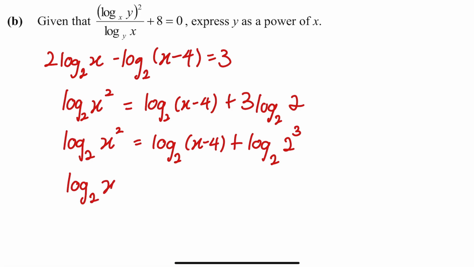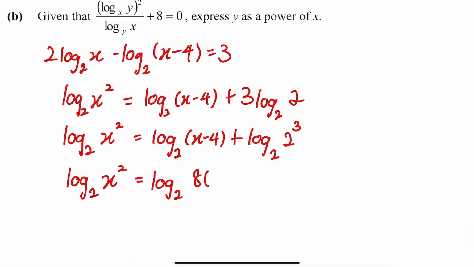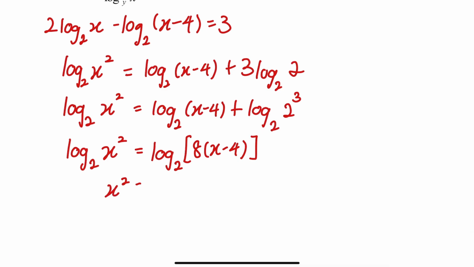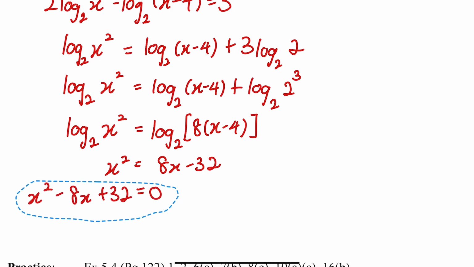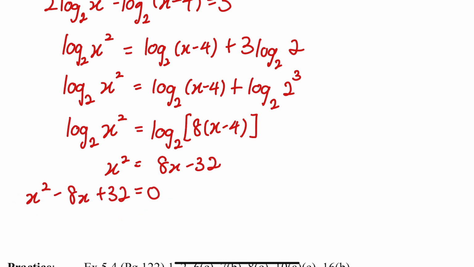Log base 2 x squared is equal to log base 2, 2 cubed is 8, so 8 times x minus 4. Therefore, this means that x squared is equal to 8x minus 32. So this means that x squared minus 8x plus 32 is equal to 0. From here, I have now obtained a quadratic equation.